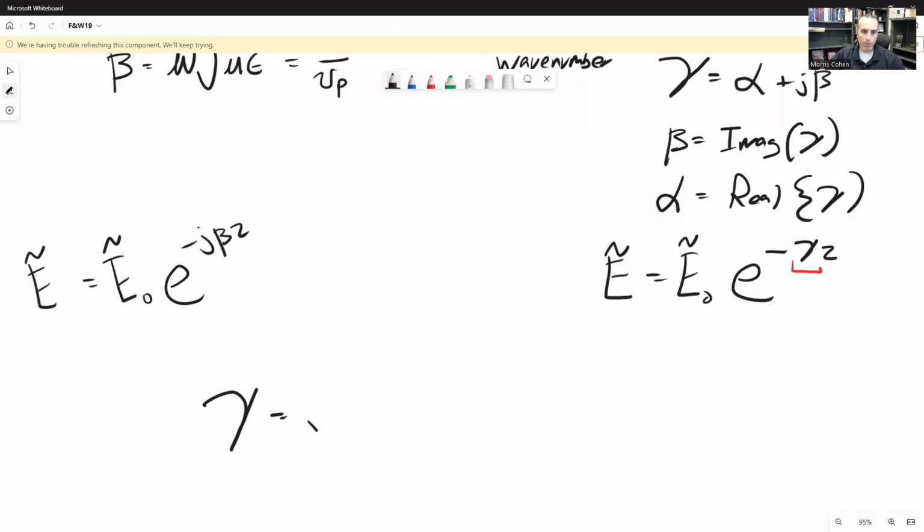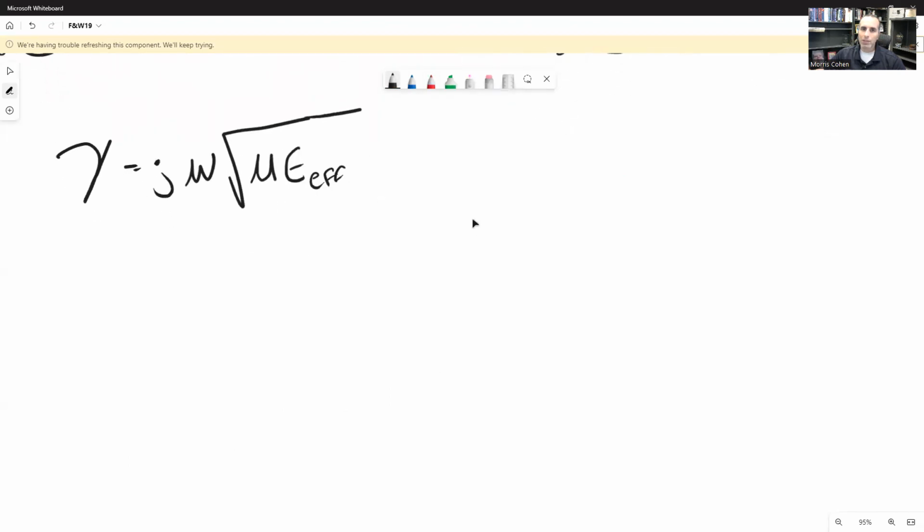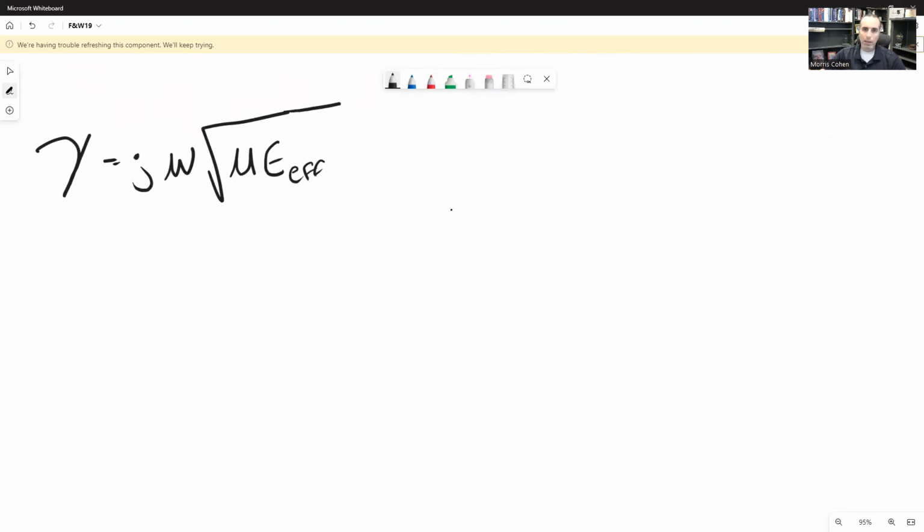Gamma equals j times omega times the square root of mu times epsilon effective. Right? There's basically an effective permittivity that's going to take into account both the lossy dielectric as well as the conductivity. And epsilon effective is going to have three pieces to it. The first is the real permittivity that we've been dealing with so far. That's the response of the material to applied electric field, the realignment of the molecules. So this is just pure regular dielectric.